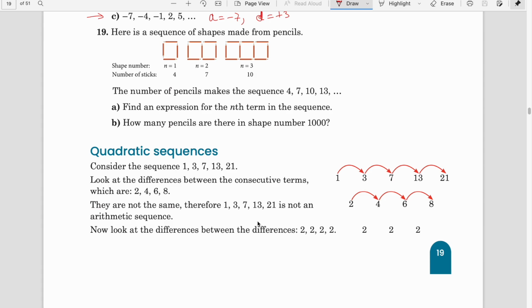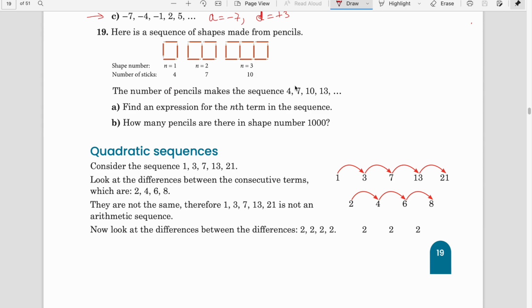Here is a sequence of shapes made from pencils. So basically, nature of the question would stay the same. There are different forms of representing it. Now we have the shape, sequence number 1, sequence 2 and sequence 3. If we count those pencils, we know in sequence 1 there are 4, then 7 and then 10. The number of pencils in this sequence is 4, 7, 10, 13 and so on. Find an expression for nth term of the sequence.